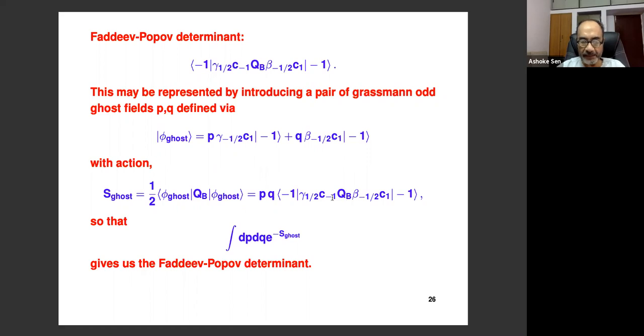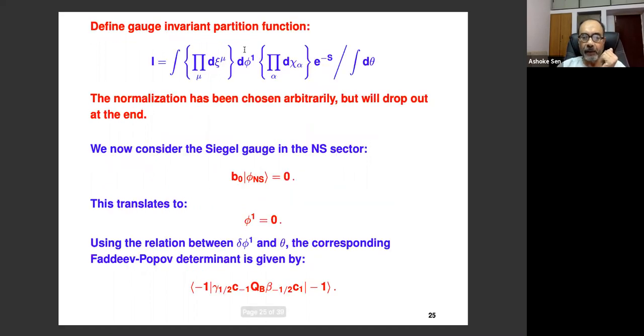And because of this structure, the integral dp dq times e to the minus S ghost gives us exactly the Faddeev-Popov determinant. So essentially, what we have done is that we remove this phi 1 integral. We remove this division by d theta. We introduce a pq integral, and you introduce e to the minus S ghost. Right? That's all that it amounts to.